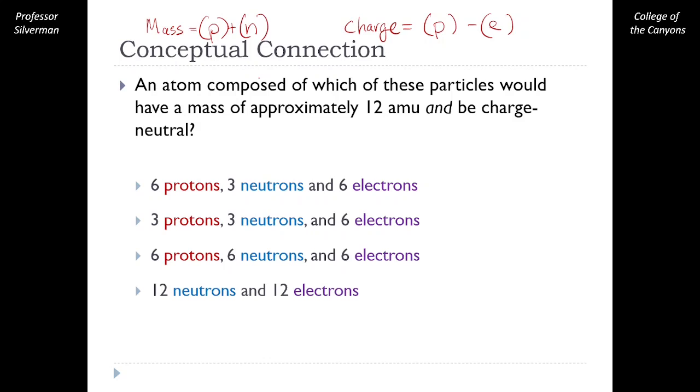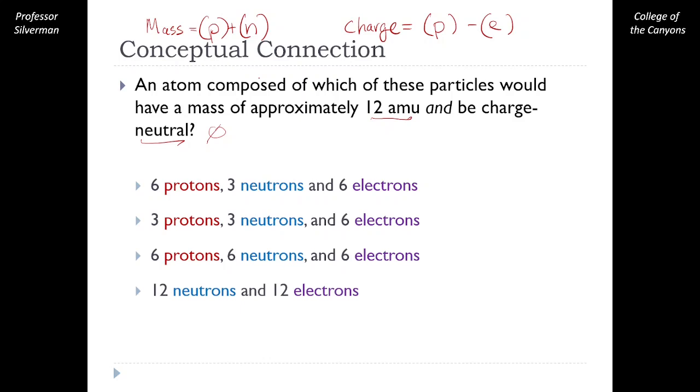We have some examples of some math problems that we might see. I've written up our formulas up at the top. If you want to calculate the mass, those are our protons and neutrons. If you want to calculate the charge, those are our protons and electrons. The question here, what is the charge and mass of each of these atoms? We're looking for something with 12 AMUs and charge neutral. Neutral charge is 0.